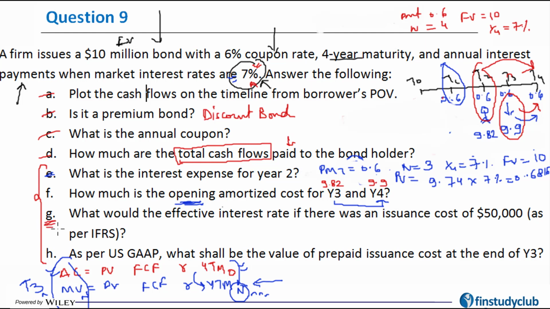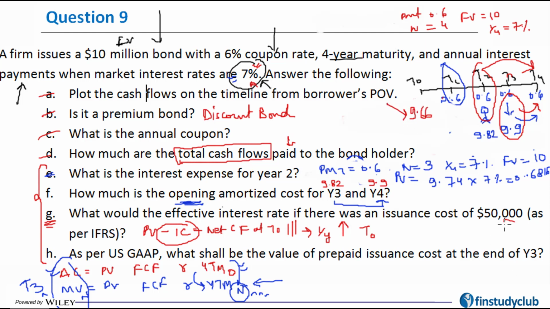Part G has more to do with IFRS, wherein there is an issuance cost of $50,000 that needs to be, as per IFRS, deducted from the present value itself. So issuance cost will give you the net cash flow at T0. Because of that, you need to calculate a revised I/Y. Obviously, if the present value has gone down by 50,000, your I/Y will stand to increase a little bit. So I am doing this calculation standing at T0.